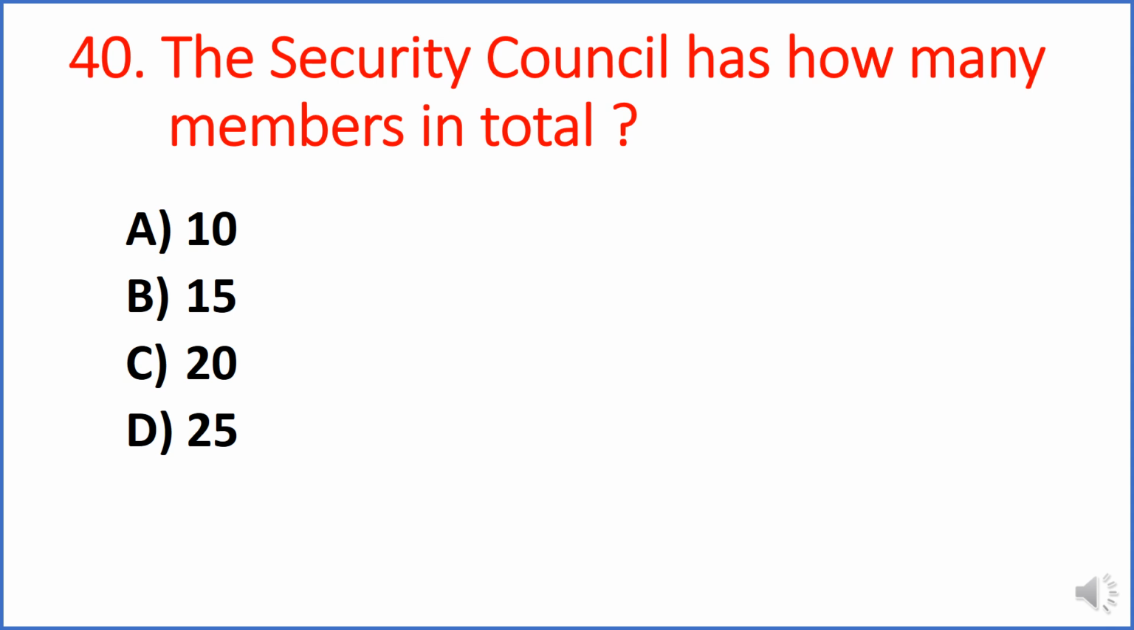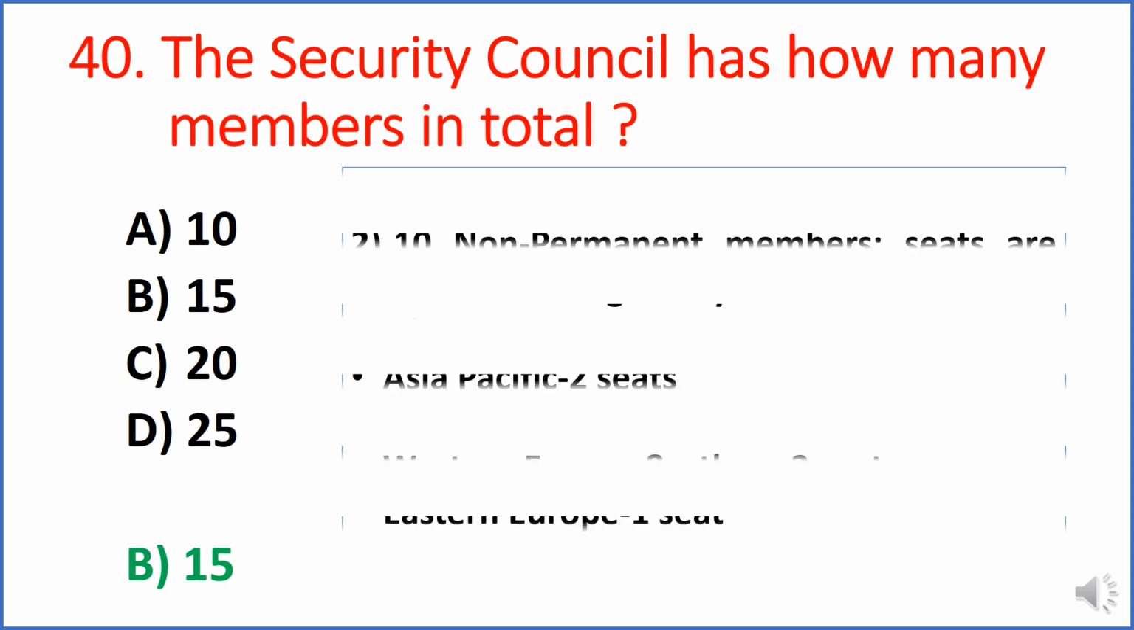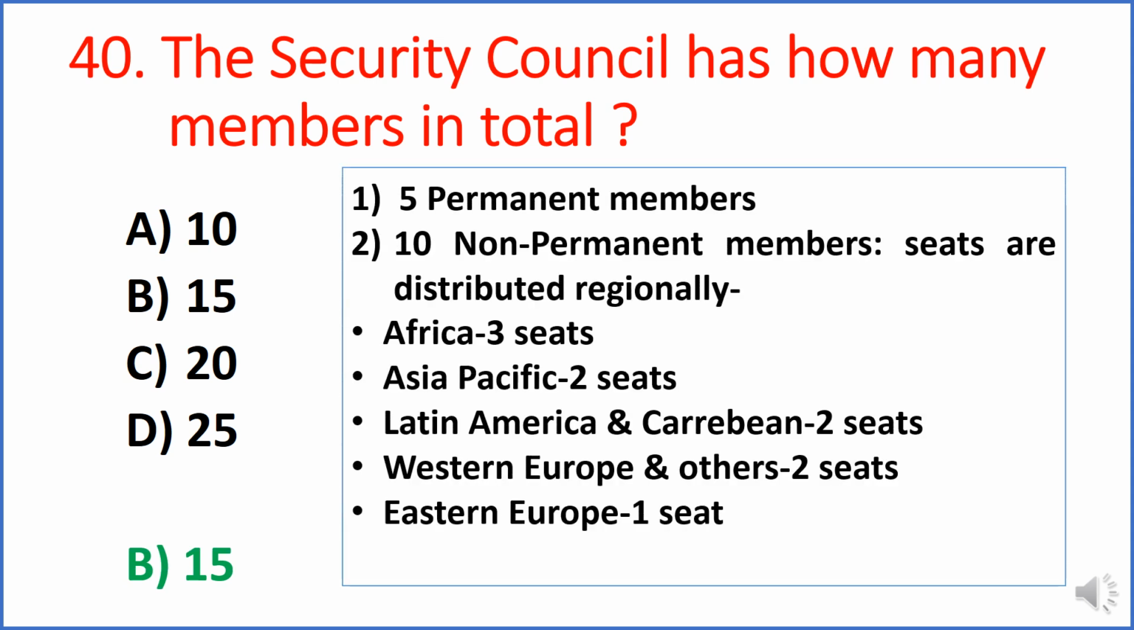The Security Council has how many members in total? The correct answer is 15. As we have discussed earlier, there are 5 permanent members and 10 non-permanent members. Seats are distributed regionally. From Africa, there are 3 seats, Asia Pacific, 2 seats, Latin America and Caribbean, 2 seats, Western Europe and others, 2 seats, Eastern Europe, 1 seat.